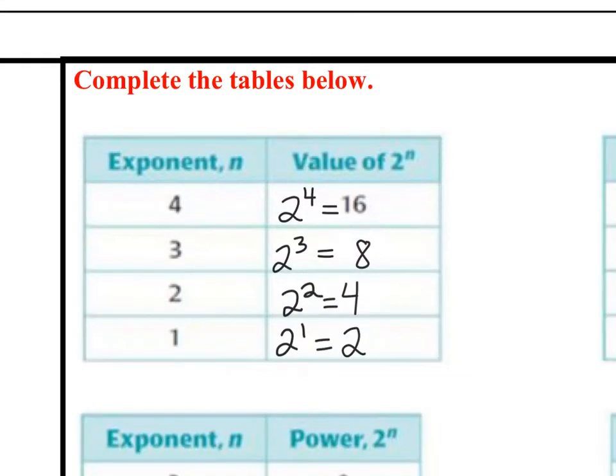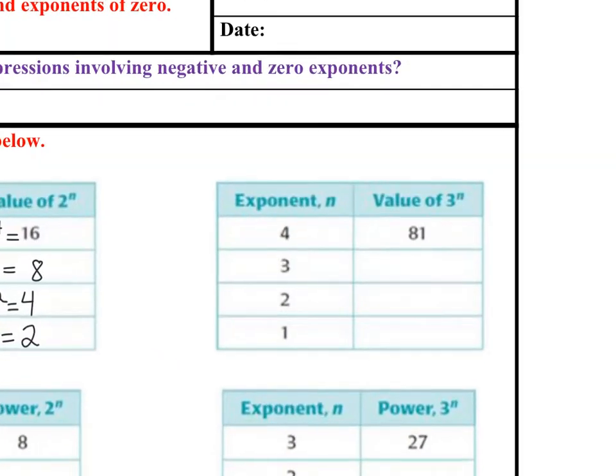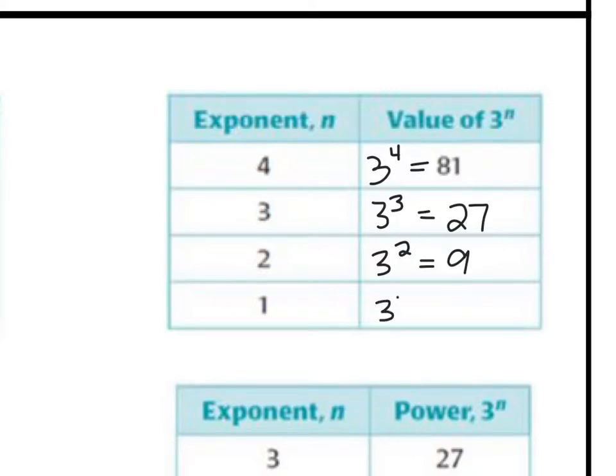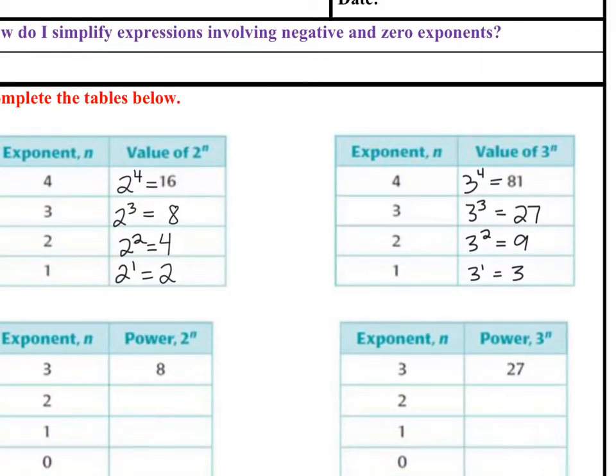Next one. So this is 3 to the 4th. This is what it gives you to start with, and then it goes down from there. It'll be 27, 9, and 1. Okay, double check your work, please. You should have the following values on the left table: 16, 8, 4, and 2. On the right, you should have 81, 27, 9, and 3.